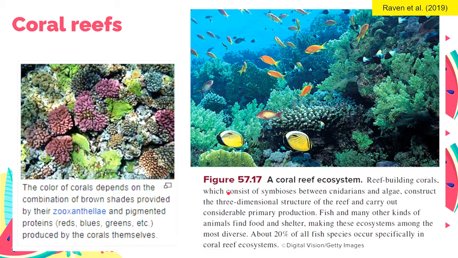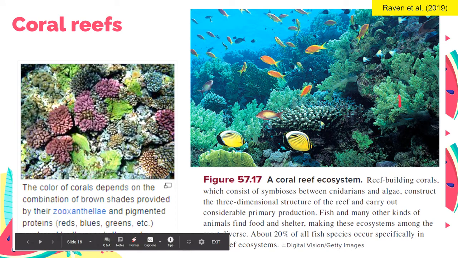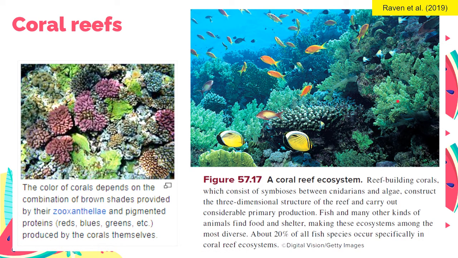So here we have a coral reef ecosystem. This includes reef-building corals. So these are your corals. Corals are actually animals. Okay, so they have polyps that secrete this exoskeleton made up of calcium carbonate. So as you can see, those are those structures here. So they construct the three-dimensional structure of the coral reef and carry out considerable primary production.